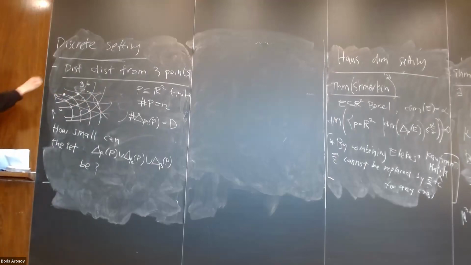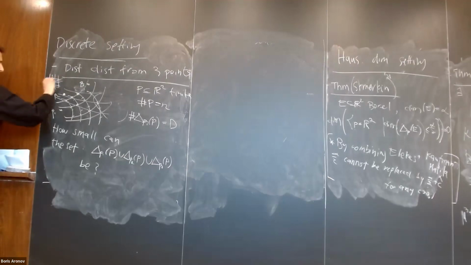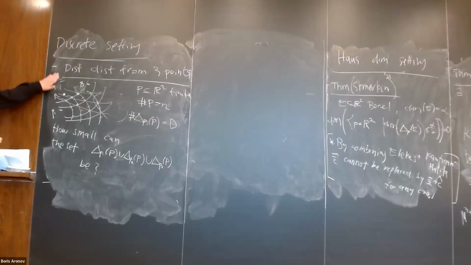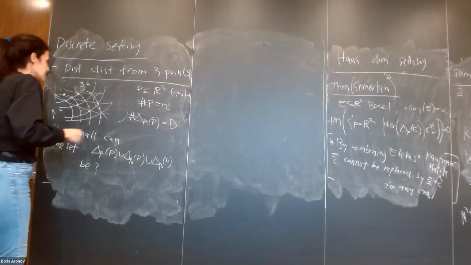So if instead of circles I use straight lines, that could work. I can take D vertical straight lines, D horizontal straight lines, and D straight lines like this, and cover these D squared points. But what happens for circles? In general, the answer is no, I cannot cover these D squared points unless the points P1, P2, P3 are collinear.